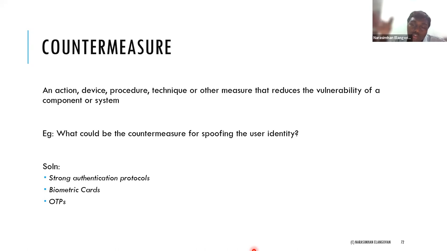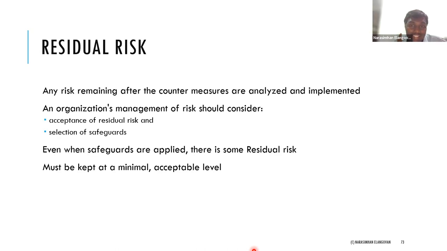Now, even after you put a countermeasure in place, can you remove the risk completely? No, you will still be left with some risk. That is called residual risk. The risk which is left over after applying a countermeasure is called residual risk. Please bear in mind, risk can never be eliminated. There will always be a residual risk. The question is, is that residual risk okay with you?